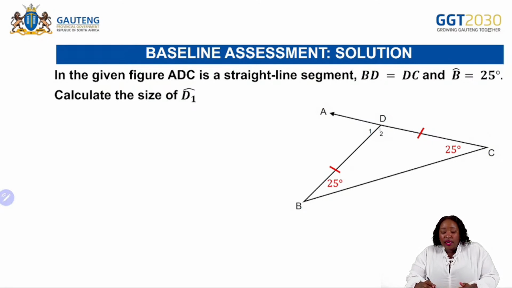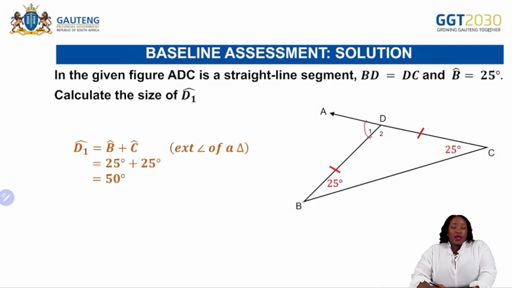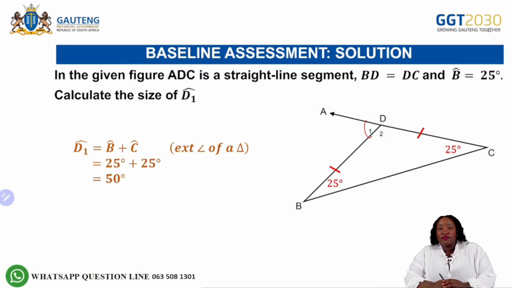Then you were asked to calculate the size of D1. So D1 is an exterior angle there, right? Now we know that the exterior angle of a triangle is equal to the sum of the two opposite interior angles. Therefore, when we add angle B plus angle C, we get the value of angle D1, right? So that means you are going to get D1 to be equal to 50 degrees. You add 25 degrees for angle B and 25 degrees for angle C, and you get 50 degrees. That's all you had to do for this one, right?